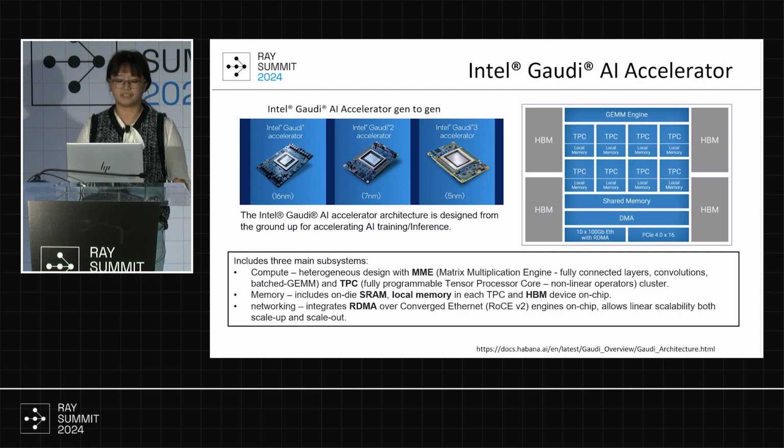I will mention that later. For the memory design, Gaudi provides SRAM, a TPC local memory, and the HBM device memory. For the network, Gaudi uses RoCE version 2 RDMA, which allows linear scalability, both scale up and scale out.